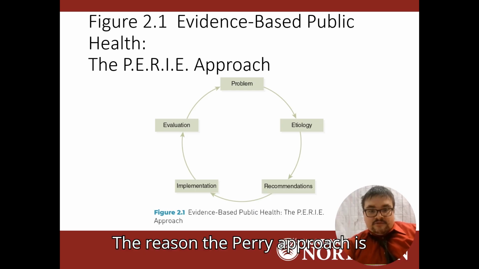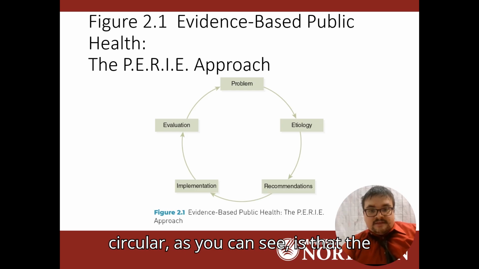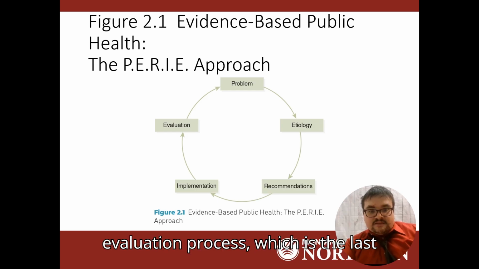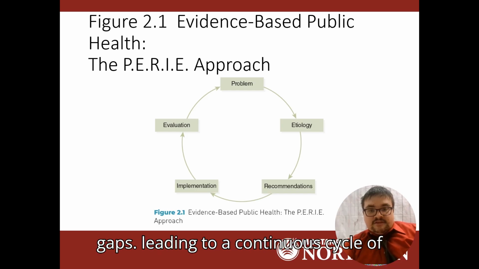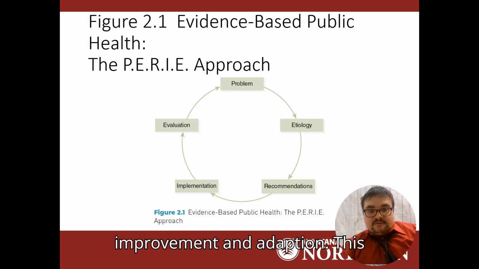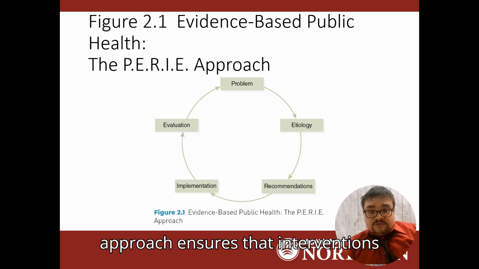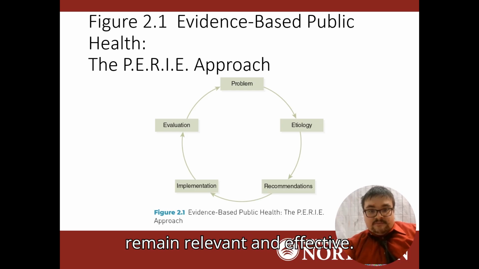The reason the Perry approach is circular, as you can see, is that the evaluation process, which is the last question, often reveals new insights or gaps, leading to a continuous cycle of improvement and adaptation. This approach ensures that interventions remain relevant and effective.